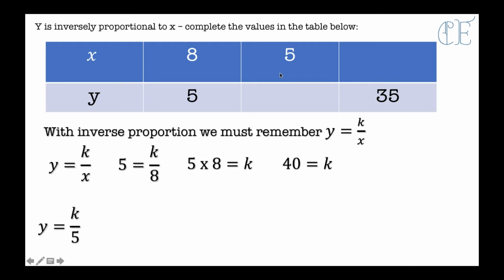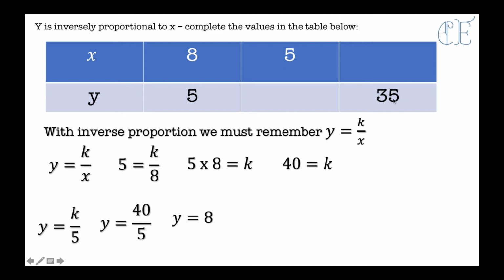So this time we have x is 5, and we need to work out what goes here. To work that out, we need to use the fact that k is 40. In this case, we've got to work out what y is, but we know that x is 5, and we know that k is 40. 40 divided by 5 is 8. So y must be 8. Okay.